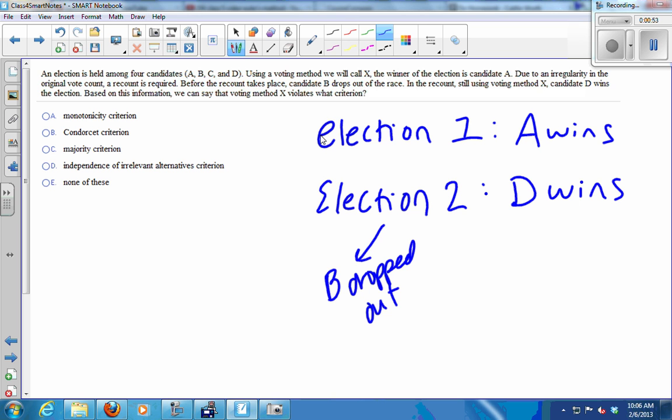Based on this information, we can say that the method we used violates what criterion? Independence of irrelevant alternatives. It should be irrelevant that B dropped out, right? Because A was the winner. A should remain the winner. But B dropping out seems to have caused D to win instead of A. So that's independence of irrelevant alternatives.